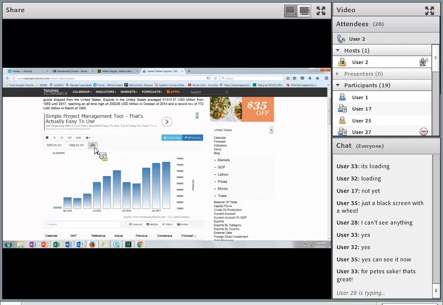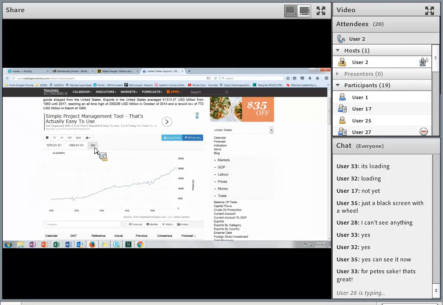Okay, 1970, January 1st. And then do the same thing and just go to 1979 or 1980, January 1st. And then click OK. And here you've got your line graph.